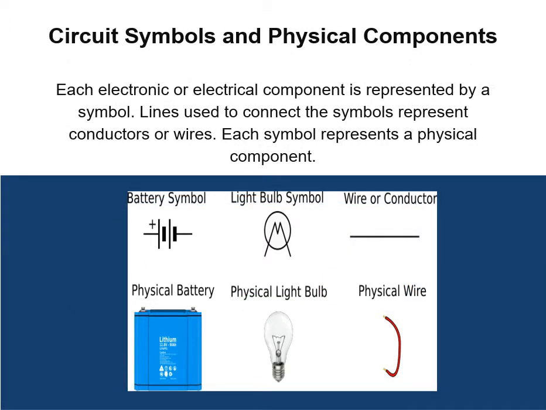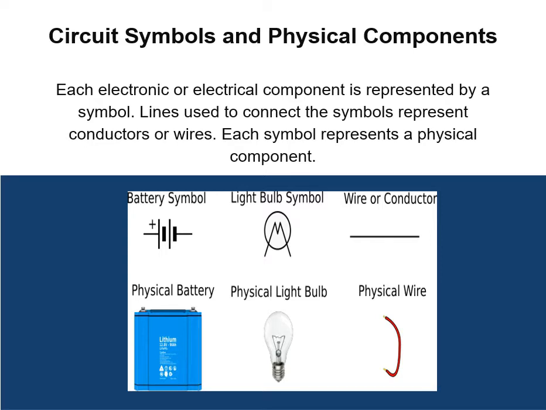Circuit symbols and physical components. Each electronic or electrical component is represented by a symbol. Lines used to connect the symbols represent conductors or wires, and each symbol represents a physical component.